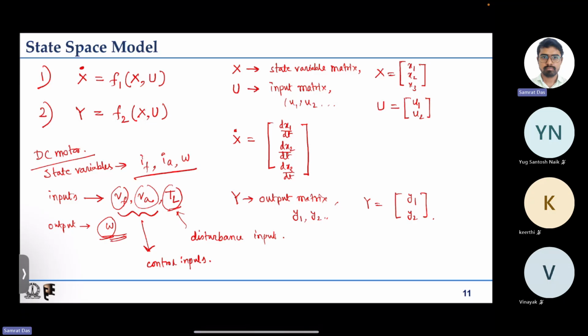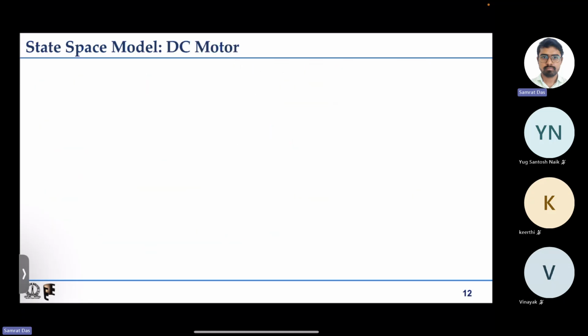So let us just write the equations in proper form so that we can represent our DC motor model in this form. Let us start. The first equation I will just rewrite: Vf equals Rf if plus Lf dif/dt. How can we rearrange it? We want to take the differentiation term of the state on the left hand side.